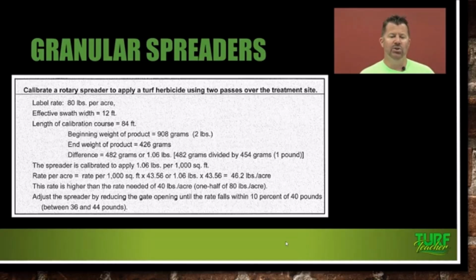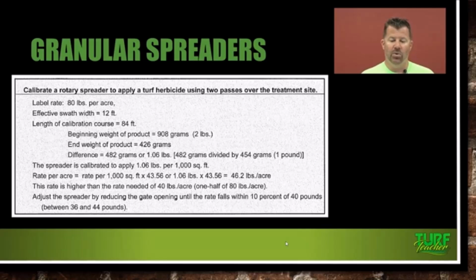So let's calibrate a rotary spreader to apply a turf herbicide using 2 passes over the treatment site. Label rate says 80 pounds per acre. We have effective swath width of 12 feet, so the length of the calibration course is going to be 84 feet. Beginning weight of the product is 908 grams or 2 pounds. End weight of the product is 426 grams. The difference is equivalent to 482 grams or 1.06 pounds.